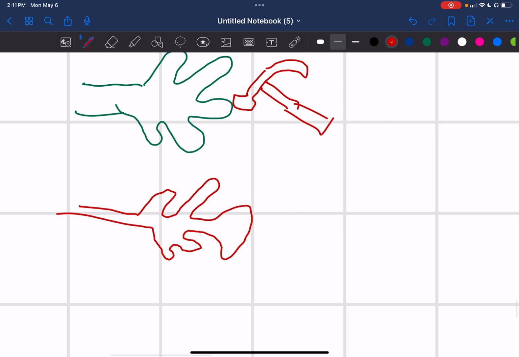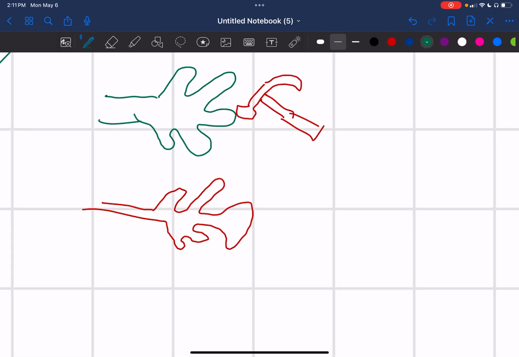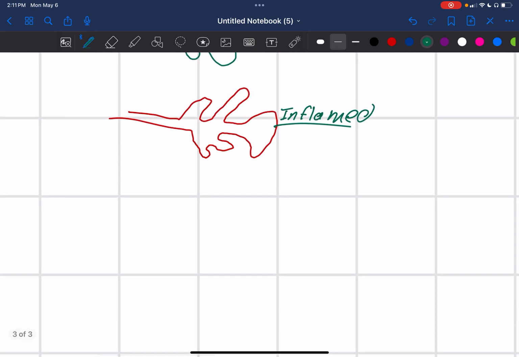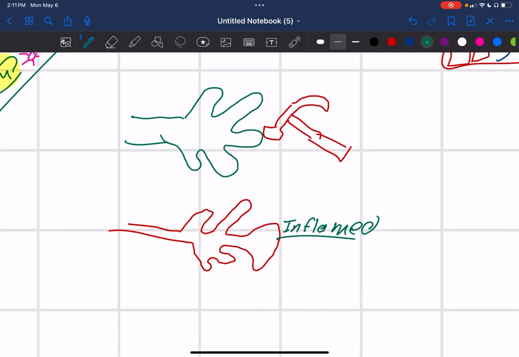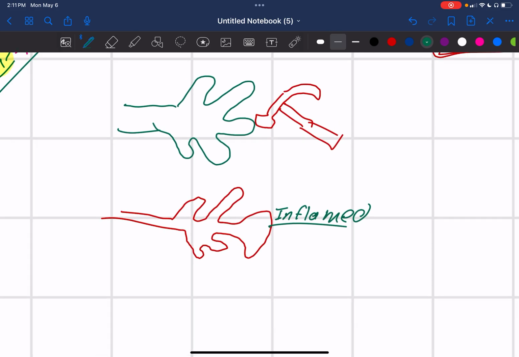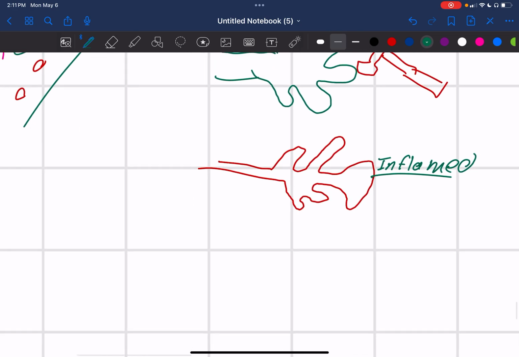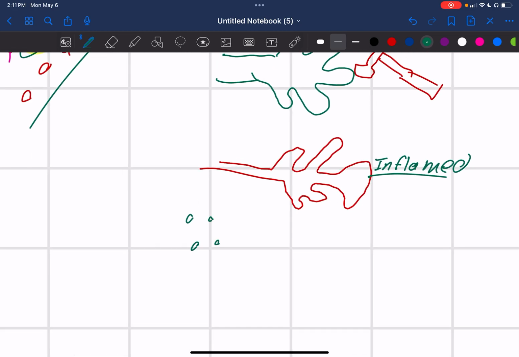I'm very bad at drawing, but essentially this is inflamed right here. I don't even know if I spelled that right. Anyways, the reason why it becomes inflamed is because when your cells get damaged, for example it gets hit with something like a hammer, the cells become ruptured and damaged. And when it's damaged, we have a release of these things called cytokines, a bunch of little molecules.